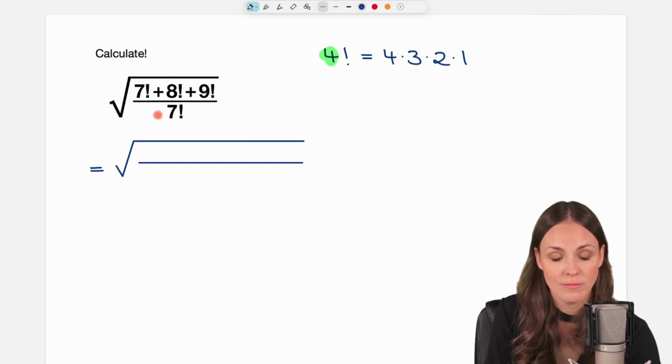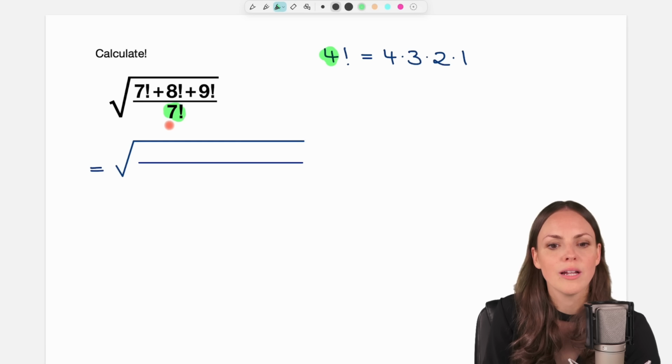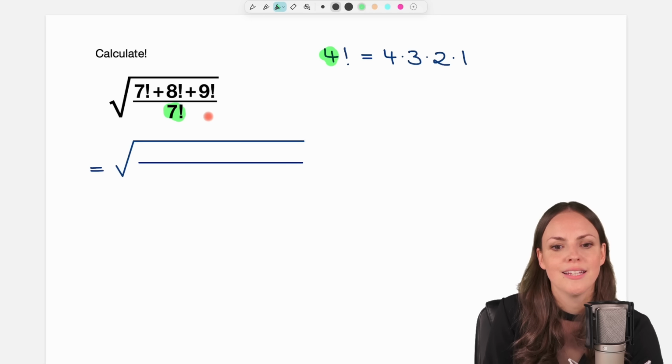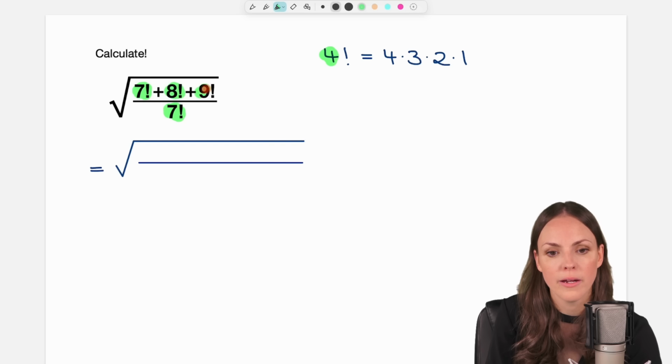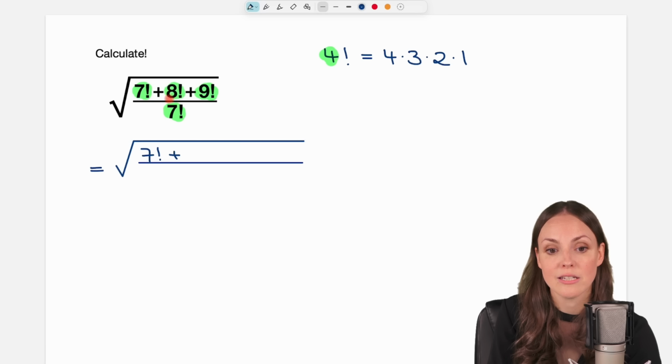Well, we have a fraction. We have 7 factorial down here. It would be great if we could cancel 7 factorial out. But how can we do it correctly? Well, we could cancel 7 factorial if it was in each part up here. So can we find 7 factorial in the first part? Yes, definitely, because it just says 7 factorial. Then we have a plus. And the question is, is the 7 factorial also in the 8 factorial?